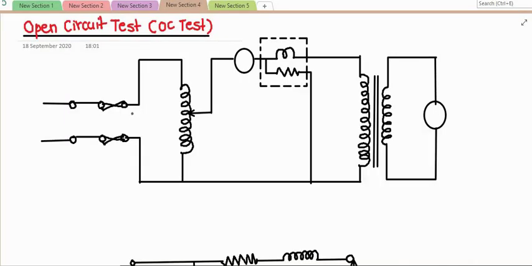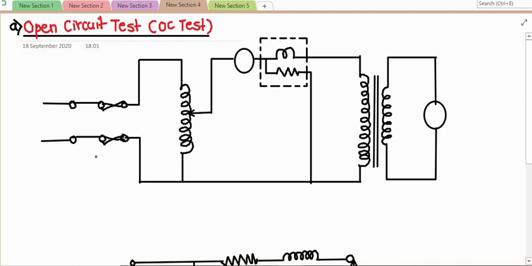So indirectly, we are loading the transformer. Here we will study the two tests which are carried out on a transformer. These two tests are independent tests, and the data obtained from these two tests are jointly used for finding out the efficiency and regulation of the transformer. So let us see the first test, that is the open circuit test. The open circuit test is also called the OC test on the transformer.